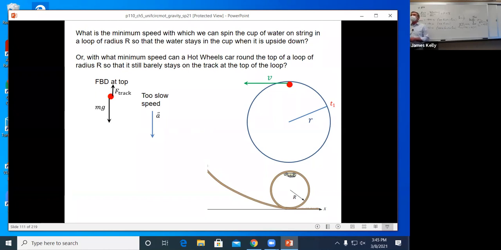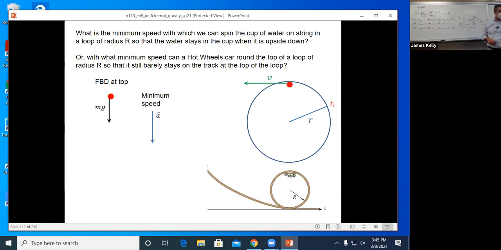If you were on a roller coaster, of course, then there's rails that can actually hold you up, and so you won't fall down. It can pull up on you. But for a car rounding, you know, loop the loop, there's no way for this to happen. The track actually can't physically exert a force up on the Hot Wheel at that point. Okay, so the minimum speed corresponds to when the downward force from the track goes to 0.